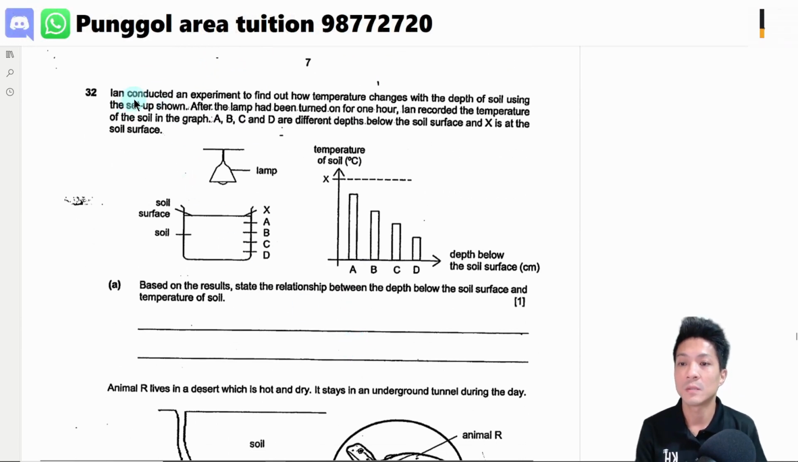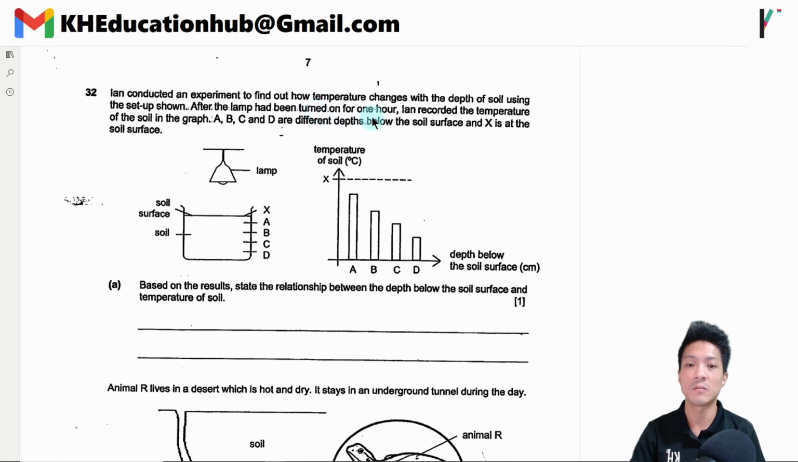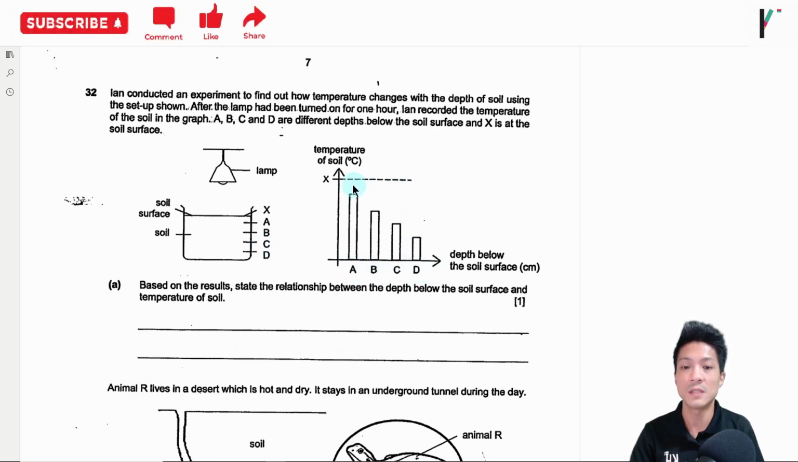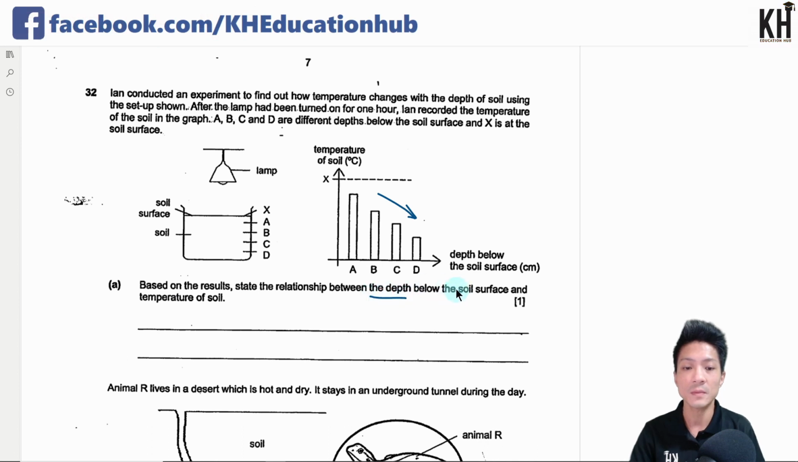Okay, question 32. Ian conducted an experiment to find out how temperature changes with the depth of soil using the setup shown. After the lamp had been turned on for 1 hour, Ian recorded the temperature of the soil in the graph. A, B, C, and D are different depths below the soil surface, and X is the soil surface. We can see that the temperature is decreasing. Based on the results, state the relationship between the depth below the soil surface and temperature of the soil.